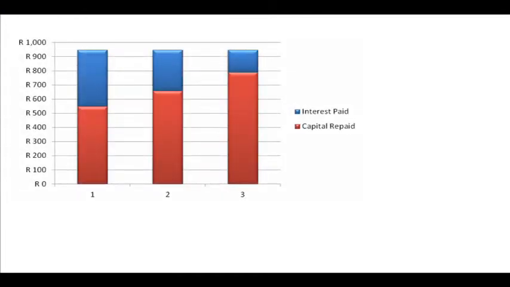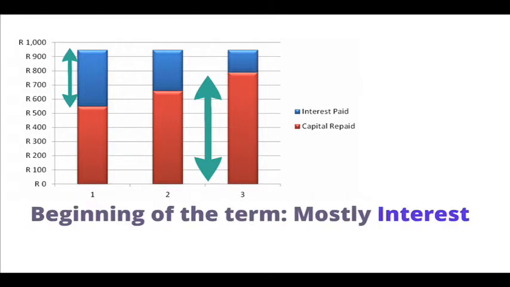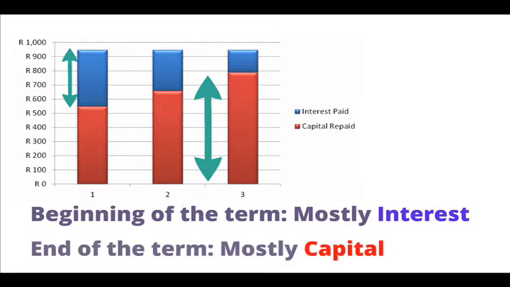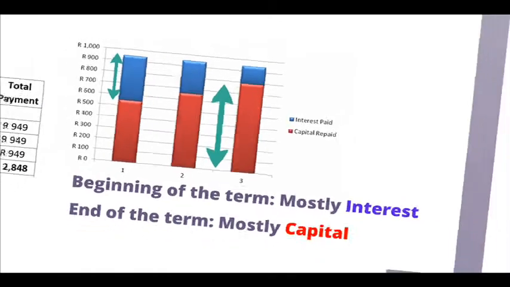From this example, we can see that in the beginning, most of the monthly repayment goes to servicing the interest. Only when we get closer to the end of the term do we see that the monthly repayment is paying off the capital that was originally loaned. This is a very important principle to understand. In the beginning of the term, we pay the majority of the interest, and at the end of the term, we pay the majority of the capital. We will use this principle when deciding if it is better to invest or to settle debt.